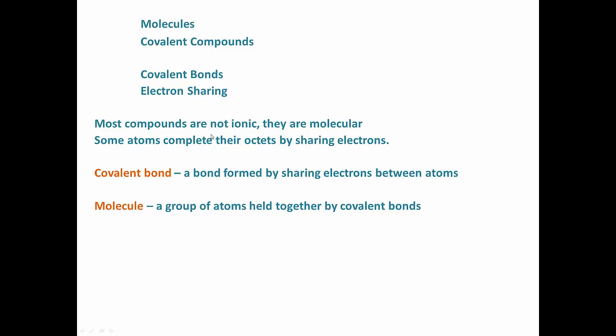Many compounds are not ionic, they are molecular. Some atoms will complete their octets by sharing electrons. A covalent bond is a bond formed by sharing electrons between atoms. A molecule is a group of atoms held together by covalent bonds.